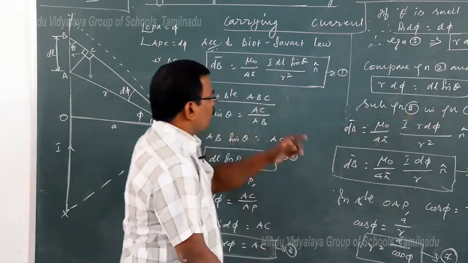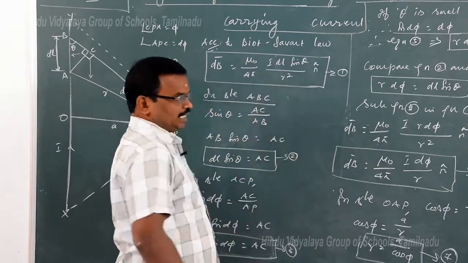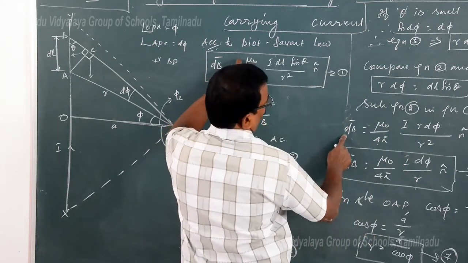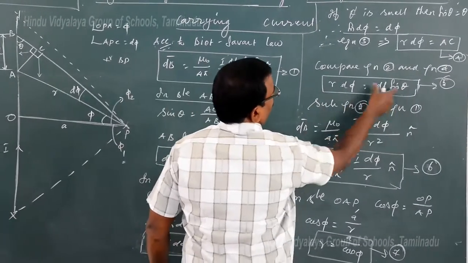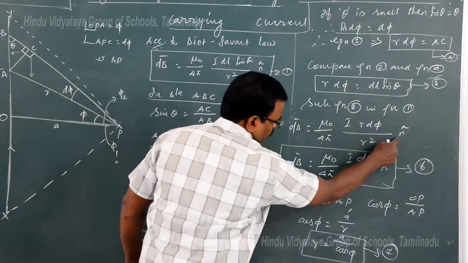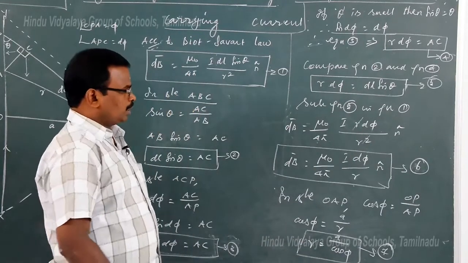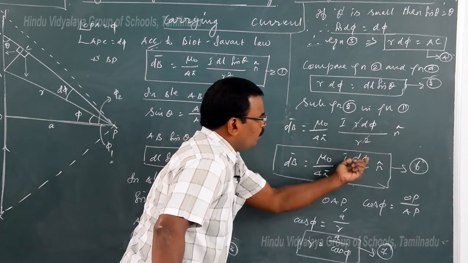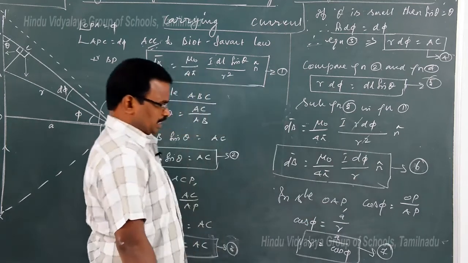Substitute equation 5 in equation 1 instead of dl sin theta. dB vector is equal to mu naught by 4 pi I, and instead of dl sin theta we may use r d phi, so r d phi divided by r squared into n cap. R squared and r get cancelled. The remaining is dB vector equal to mu naught by 4 pi I into d phi, because r cancels, n cap divided by r, equation number 6.